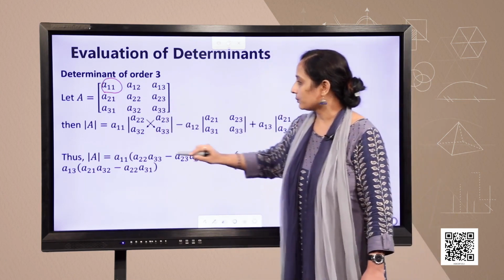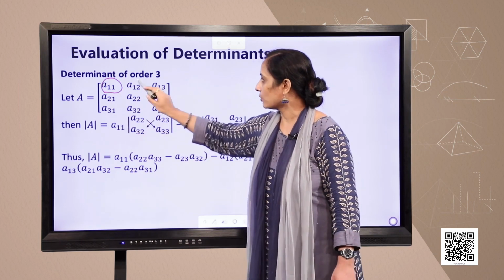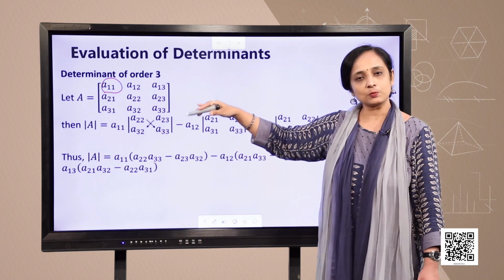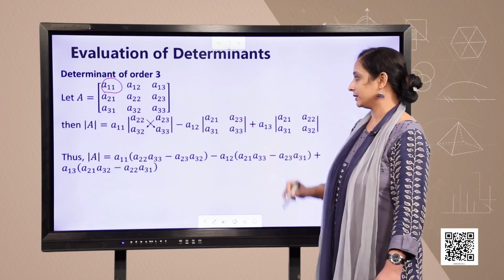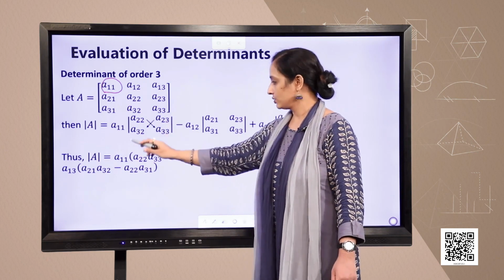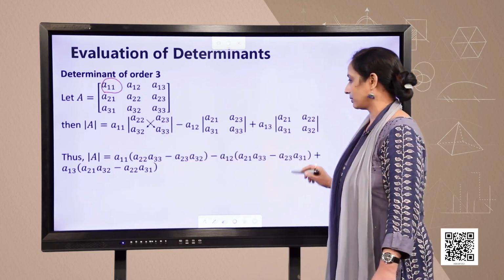What you have to keep in mind is a11 positive, next element negative, then comes positive. This plus minus is going alternately. You have already learned how to simplify the second order determinant. So, we are using the same method here.